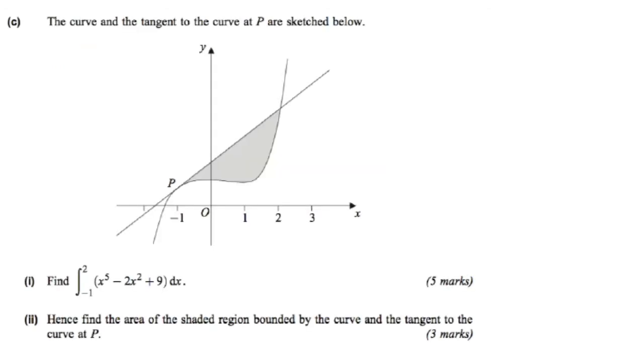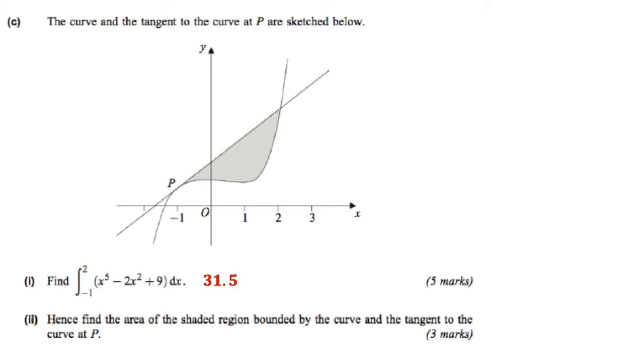Now let's look at the second part. Hence, find the area of the shaded region bounded by the curve and the tangent to the curve at P. Now let's first of all go back to our different parts of this question to see what we already know.